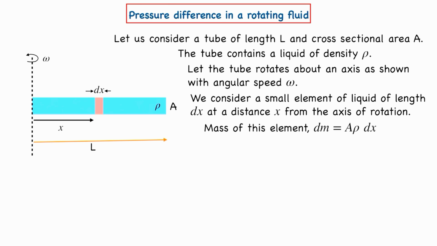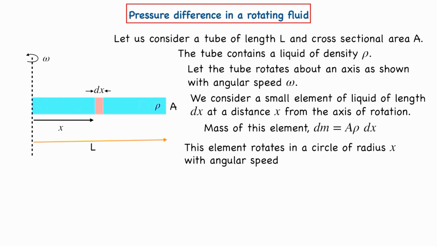Mass of this element is dm equals A rho dx. Since the area of cross section of the tube is A and length of this element is dx, its volume is A into dx and density of liquid is rho, so mass of this element is dm equals A rho dx. This element rotates in a circle of radius x with angular speed omega.